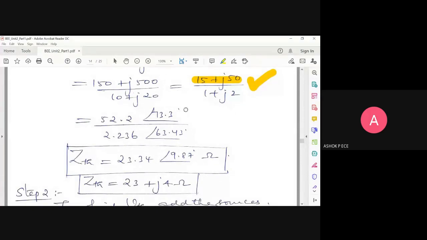I told you how to do when you get this case. When you divide two numbers in polar format, what you should do? Angle should be subtracted, very good, and magnitude should be divided. So numbers will be divided, angles will be subtracted. I have divided the numbers, 52.2 by 2.236 comes up to 23.34, and the angle is 73.3 minus 63.4. So angle will become 9.87 degrees.